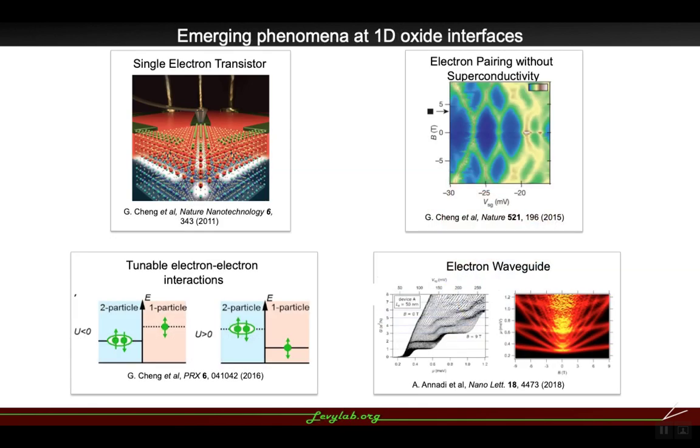And then when we try to see some transport properties, there come out some phenomena. Firstly, if we make a single electron transistor, we could see electron pairing without superconductivity. And it also has tunable electron-electron interactions. And today we will especially talk about the electron waveguide on this interface.